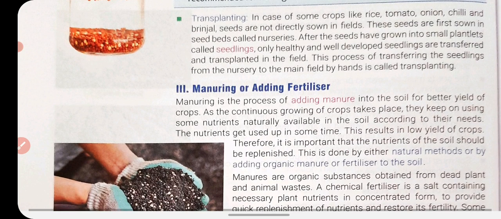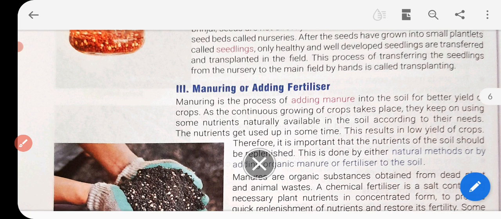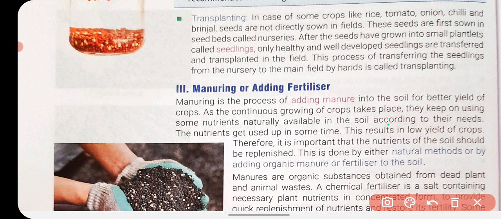Now there is another type, that is transplanting. In transplanting, in the case of some crops like rice, tomato, onion, chili, and brinjal, seeds are not directly sown in the field. These seeds are first sown in seed beds called nurseries, and after the seeds have grown into small plantlets called seedlings, only healthy and well developed seedlings are transplanted in the field. This process of transferring the seedlings from the nursery to the main field by hand is called transplanting.